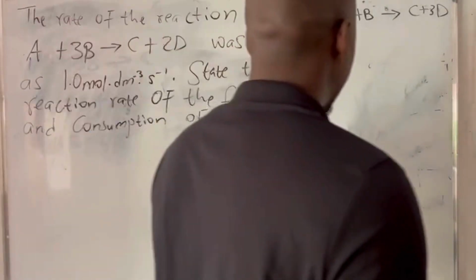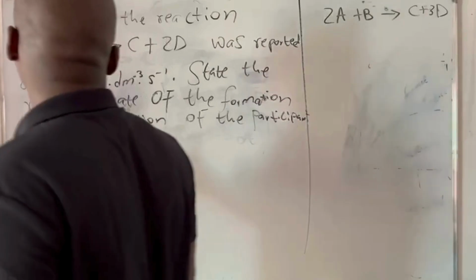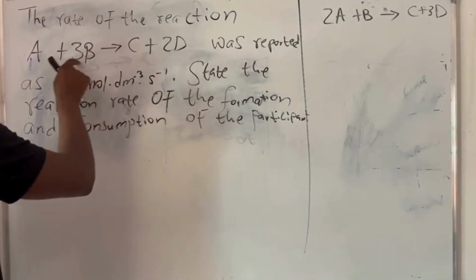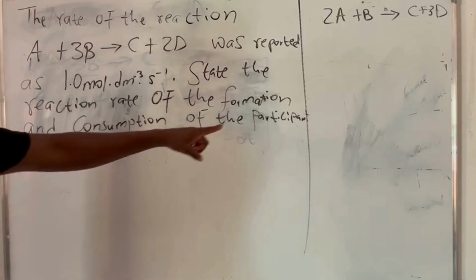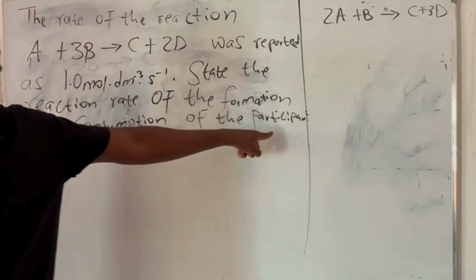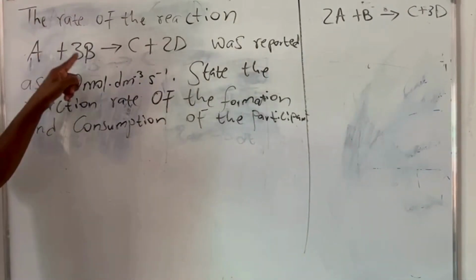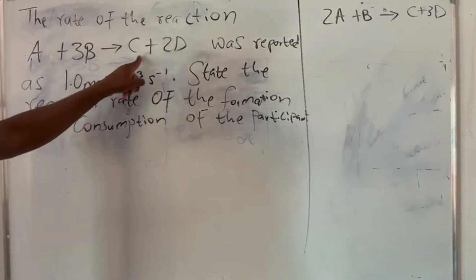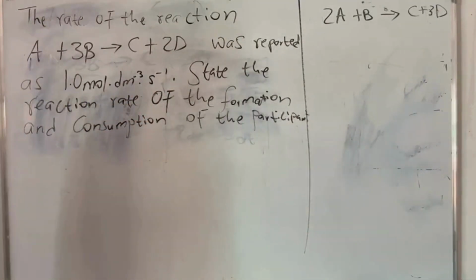So I want you to take this moment and think about this question. We talk about the formation and the consumption. The question says, find the formation and the consumption of the participants. What are the participants? First participant, second participant, third participant, fourth participant. So all these are our participants, right?